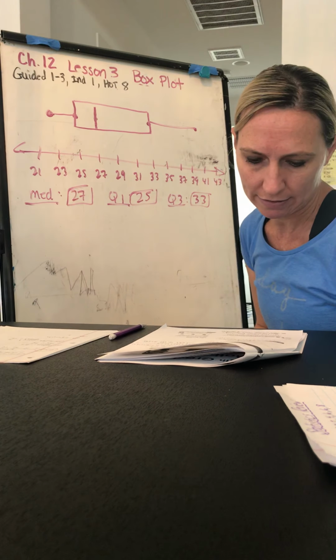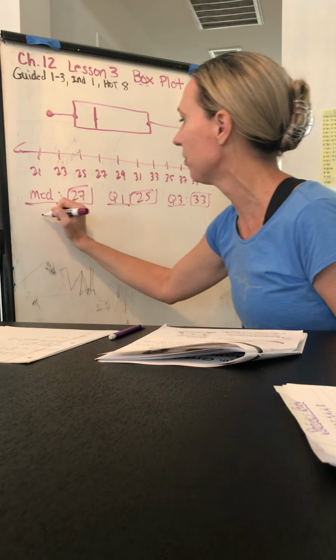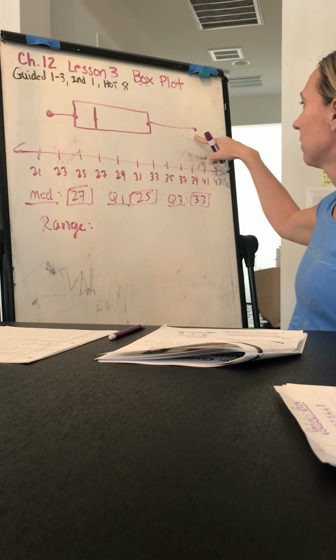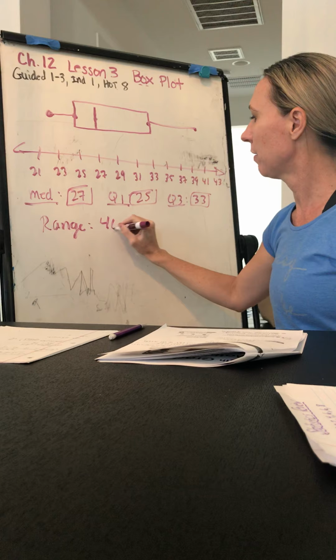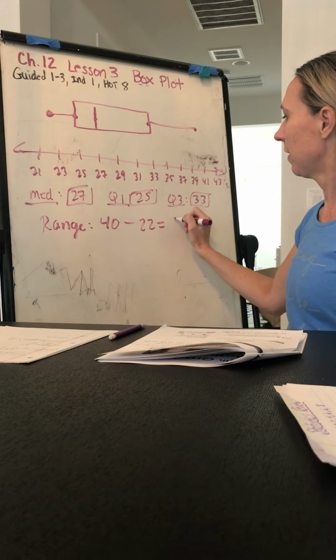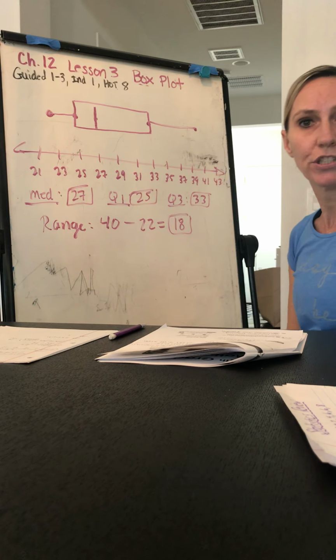Okay, then let's find the range. So the range is we're going to take our biggest piece of data, which is, looks like 40, and then we're going to subtract out 22. Okay, and we get 18. That's the range of our data.